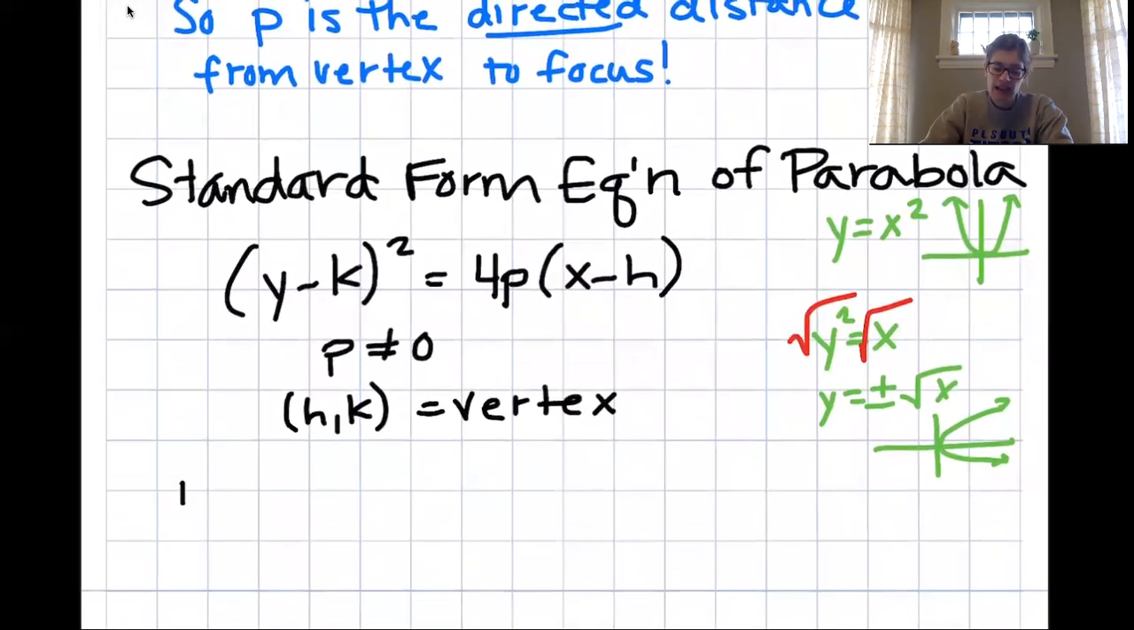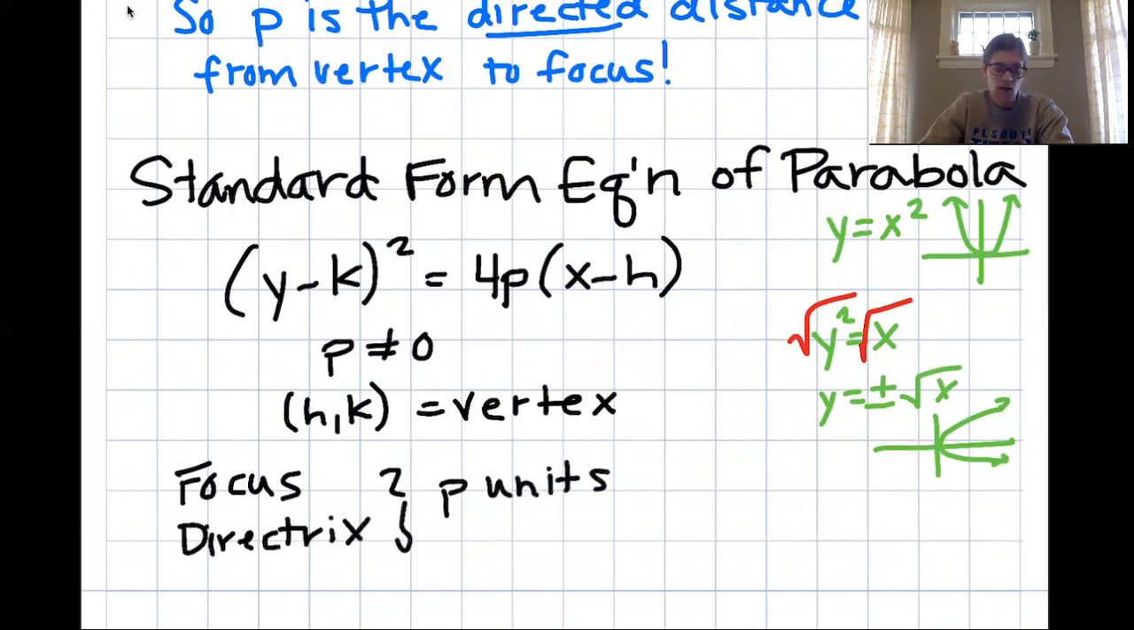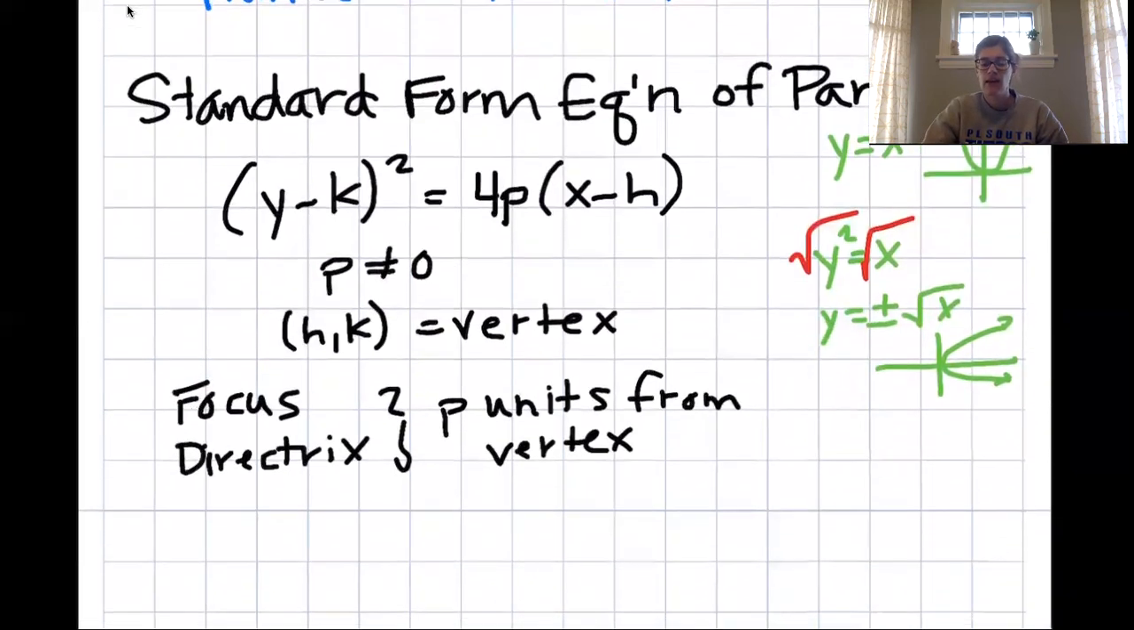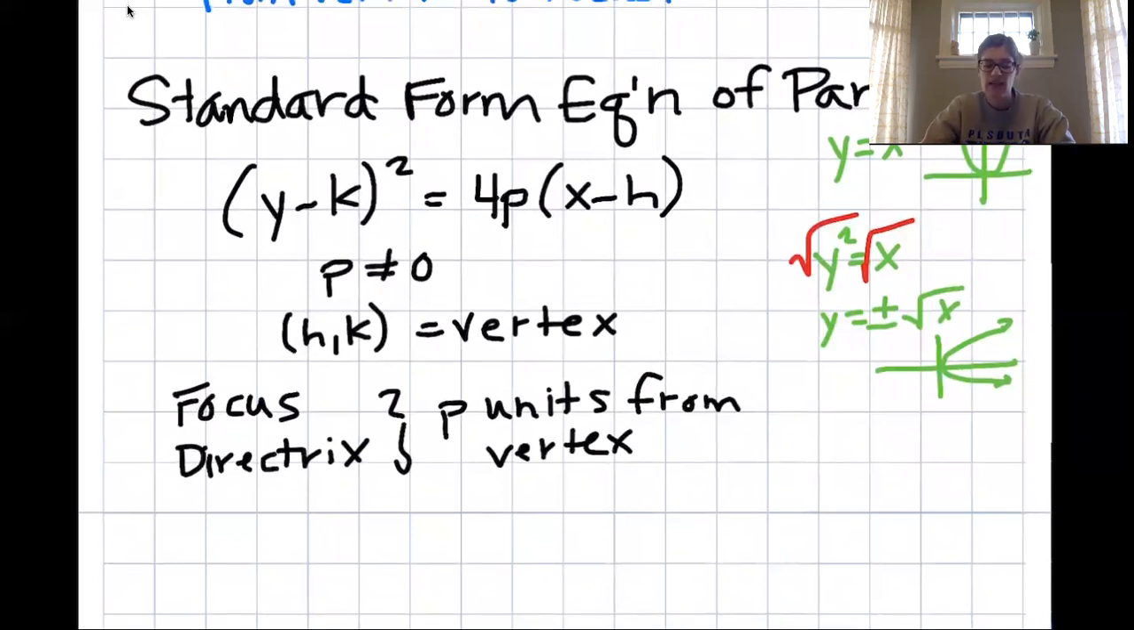And then we can say about our focus and our directrix, they are both p units from your vertex, just like Mrs. Homan told us. And if you think about what we were talking about up here at the top, p is the directed distance from the vertex to the focus. So when p is positive, you're going to go right. When p is negative, you're going to go left to your focus. We'll talk about that when we do examples.